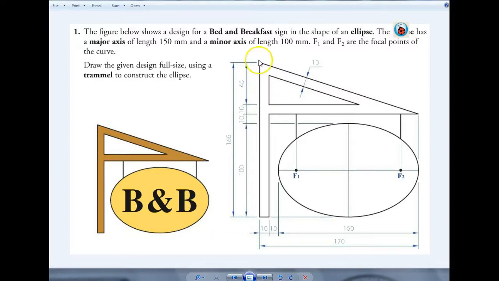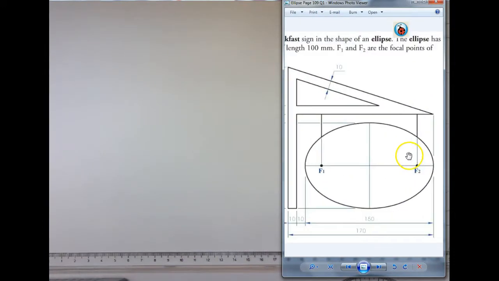So this question is a logo for a bed and breakfast sign. It's in the shape of an ellipse. The ellipse has a major axis of 150 mil and a minor axis of 100. So we're going to start first and foremost by drawing the actual ellipse.